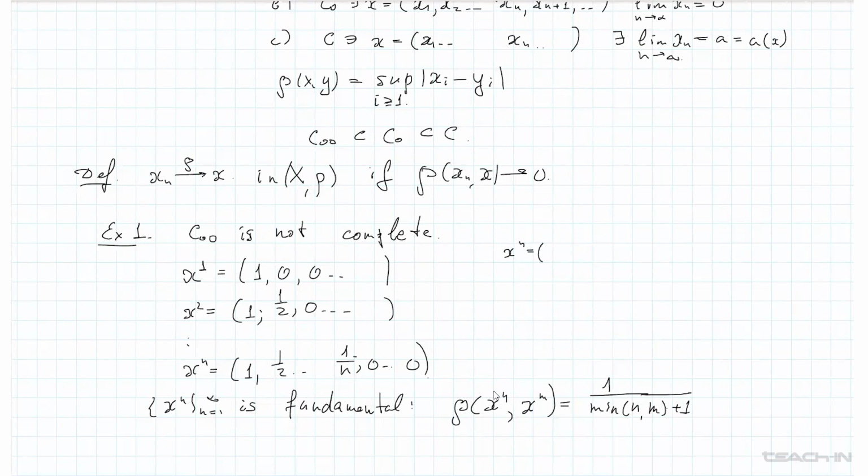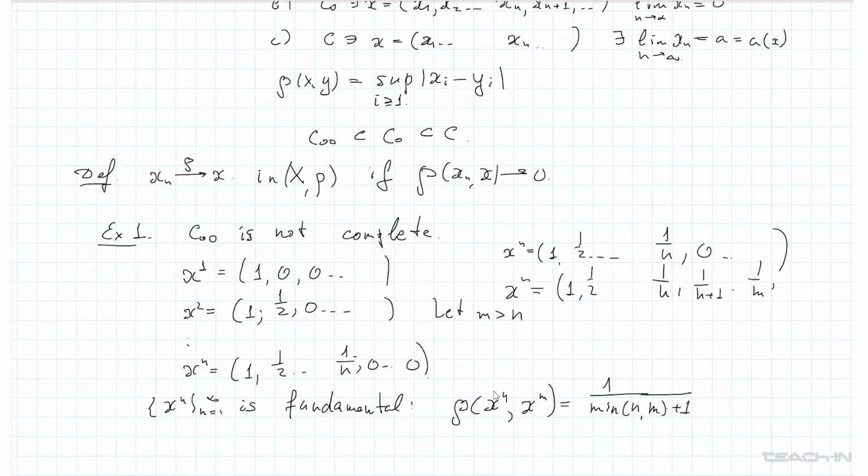Xn looks like 1, 1/2, and etc., 1 over n, 0. Xm, for example, let m be greater than n, for simplicity: 1, 1/2, 1 over n, then n plus 1, 1 over m, and 0. So this common part will be reduced, yes? Yes. And the different tails.